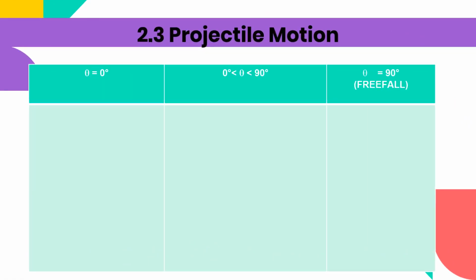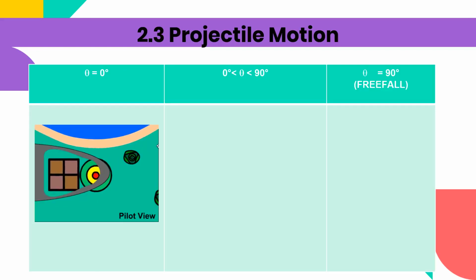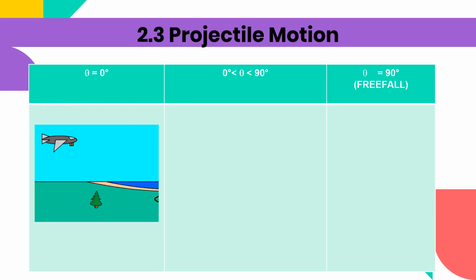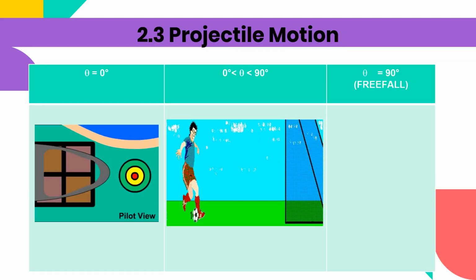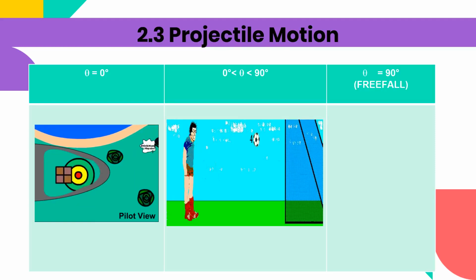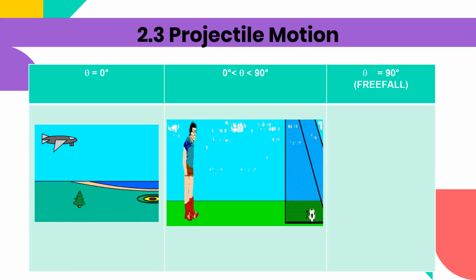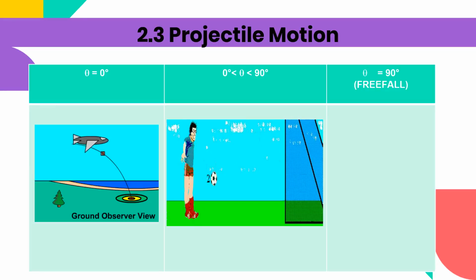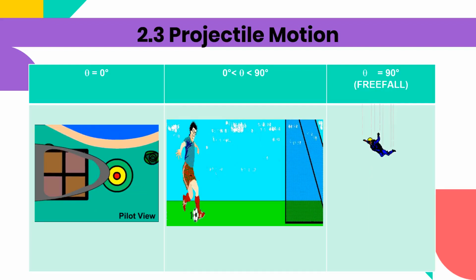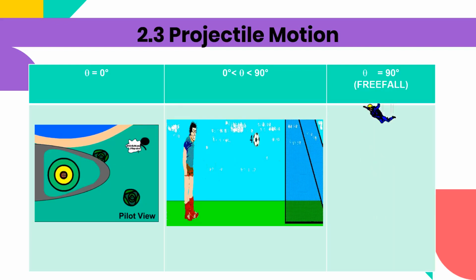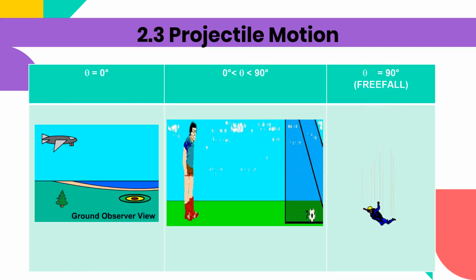There are three examples of projectile motion classified by angle. The first picture shows an example with theta equal to 0 degrees. The second picture shows an example for an angle between 0 and 90 degrees. And the third picture shows an example with theta equal to 90 degrees.